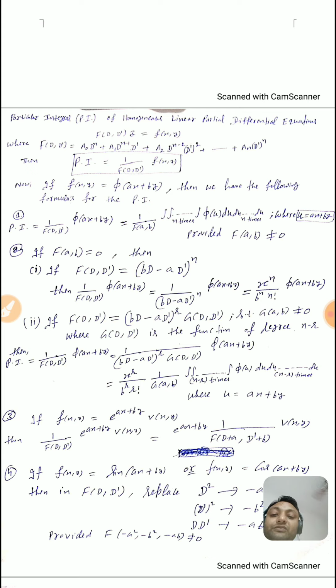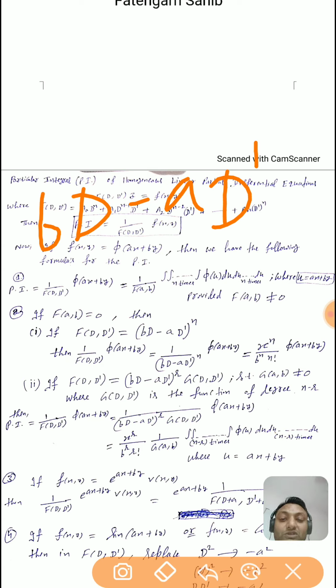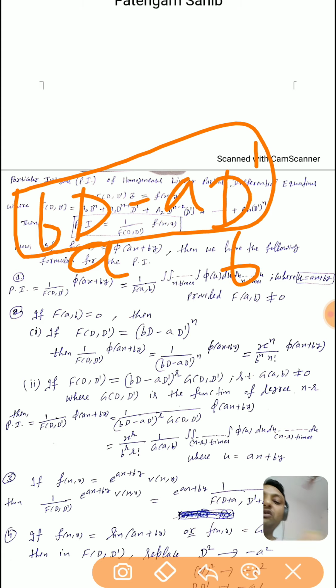So obviously if f(a, b) is equal to 0, then it means bD minus aD' will be a root of the function f(D, D'), because if this is the root and you replace D by a and D' by b, then this will be equal to ab minus ab, that will be equal to 0. This will make the function f(a, b) equal to 0. So it means if f(a, b) is equal to 0, then there must be a root of this form, bD minus aD'.